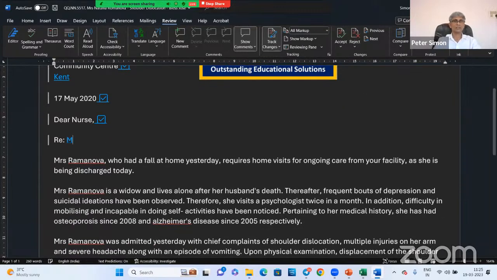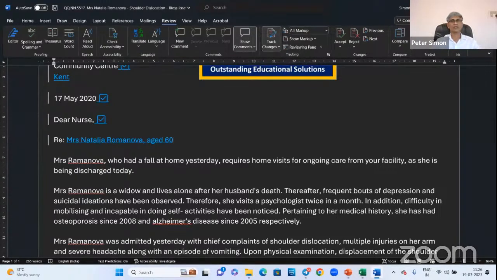Regarding Mrs. Natalia Romanova, comma, aged, date of birth is not given, aged 60. Okay. Date of birth is not given. Yes. Mrs. Romanova.